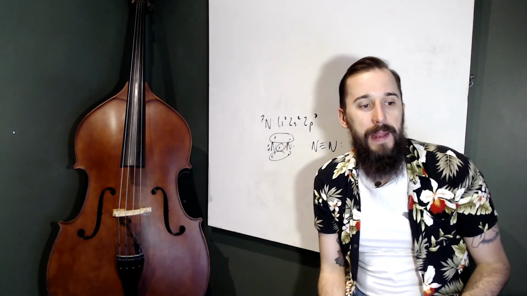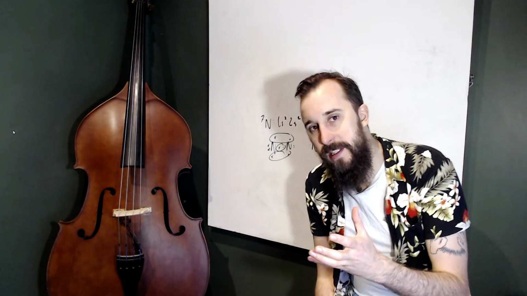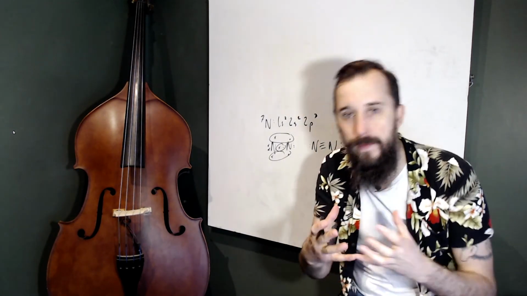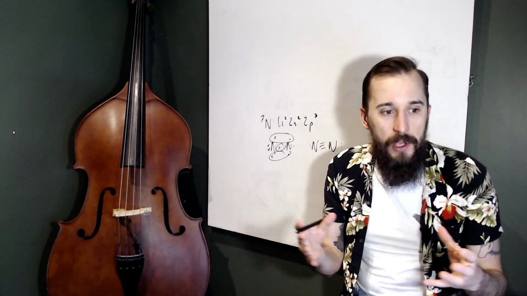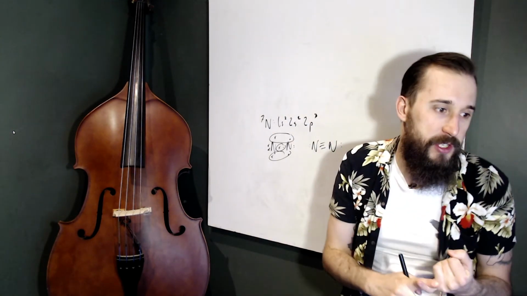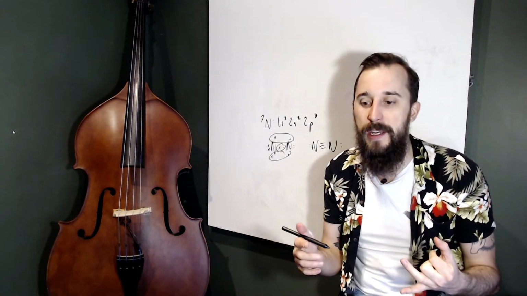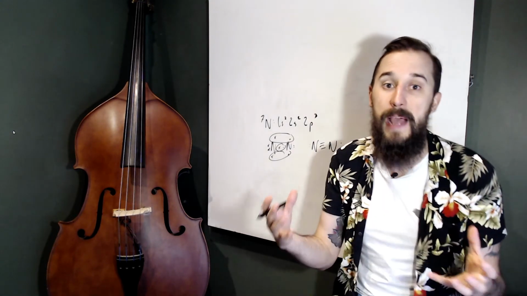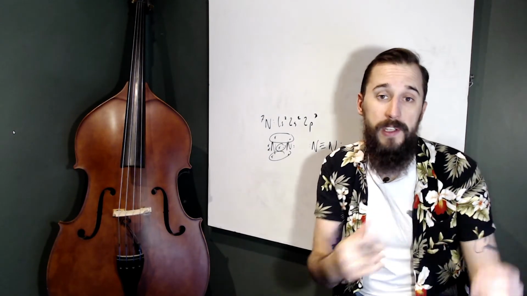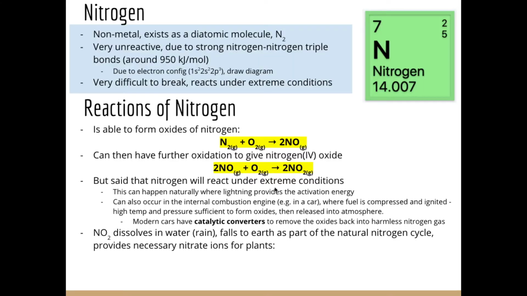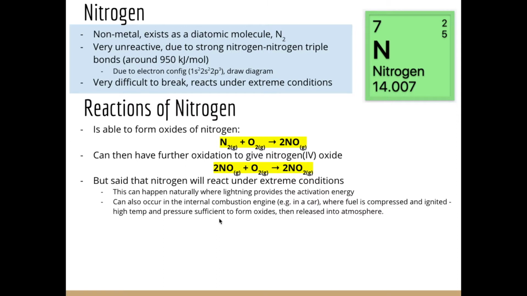And then the other main place that we see it is due to human activities. We see it in the internal combustion engine, for example, in our vehicles that are so populous on the road. So in our internal combustion engines, we've got high pressures, high temperatures, harsh reaction conditions. We can have the nitrogen and the oxygen in the atmosphere that's going to be in the internal combustion engine reacting to form these oxides as a result of this. So it can also occur in the internal combustion engine where fuel is compressed and ignited, high temperature and pressure, sufficient to form oxides that are then released into the atmosphere.